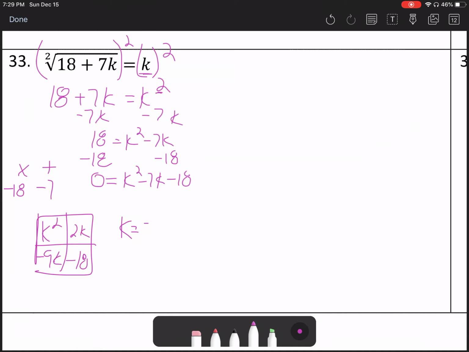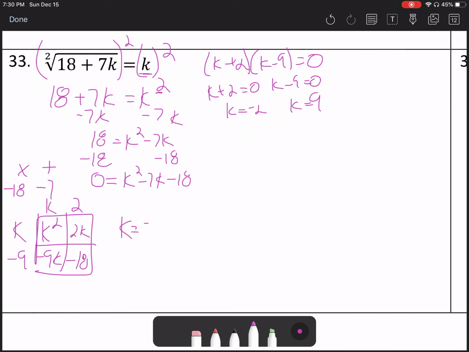Okay, so I do the same thing. I go my common factor here, my common factor here, and my greatest common factor here. Okay, so when I factor this, this ends up being k plus 2 times k minus 9 is equal to 0. So that's the factoring method. It's fine. We can also use the quadratic formula. And so just finish this up, sorry. So either k plus 2 is equal to 0, so k is equal to negative 2, or k minus 9 is equal to 0, k is equal to 9.